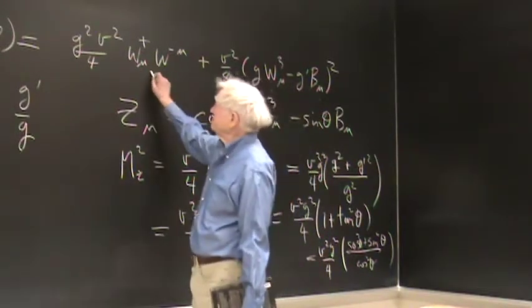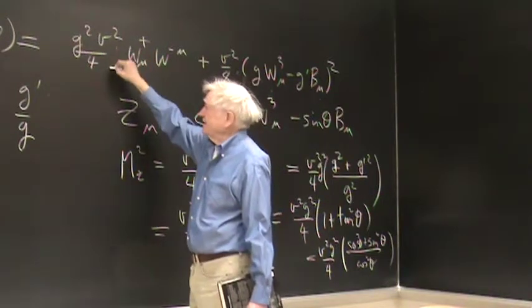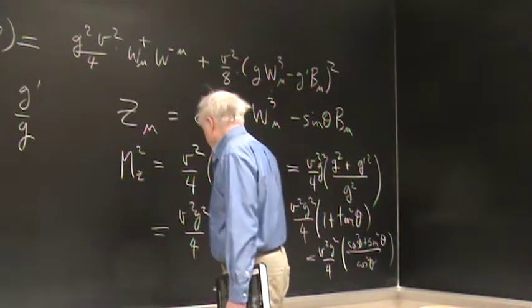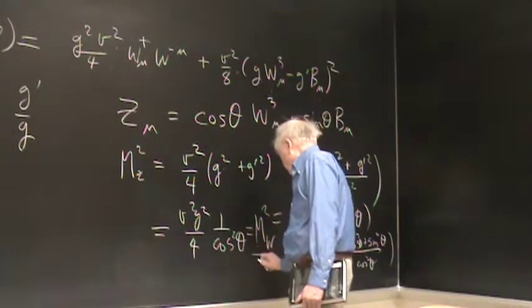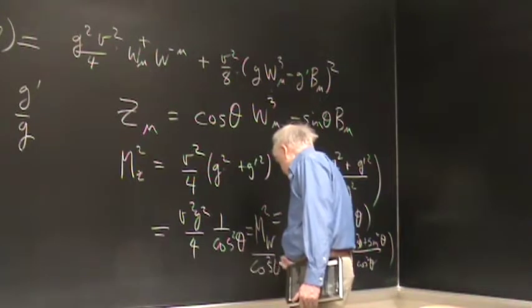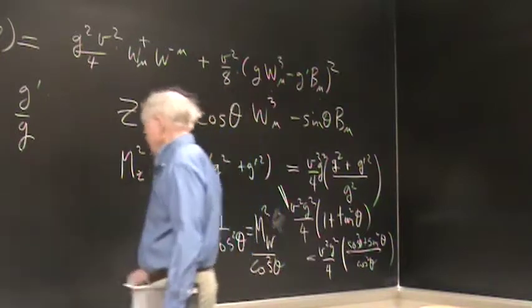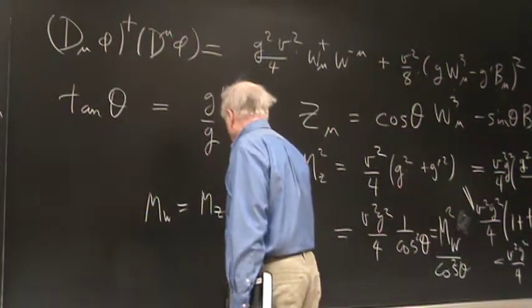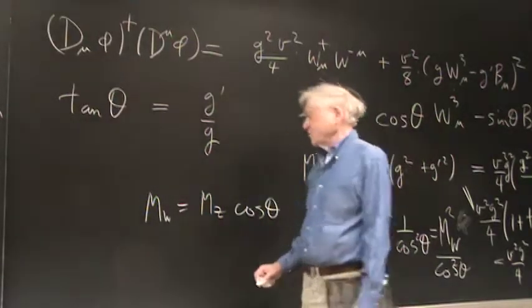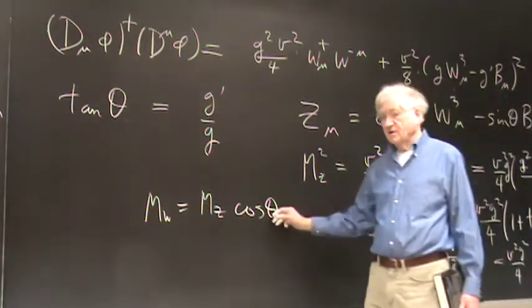On the other hand, M_W, well, because these are charged, this in fact is the M_W squared. And so this is, in other words, M_W squared over cosine squared theta. So the equal sign goes like that. So that means that M_W is M_Z cosine theta. So that's the prediction: the charged gauge boson is lighter, and the reduction is by whatever cosine theta is.